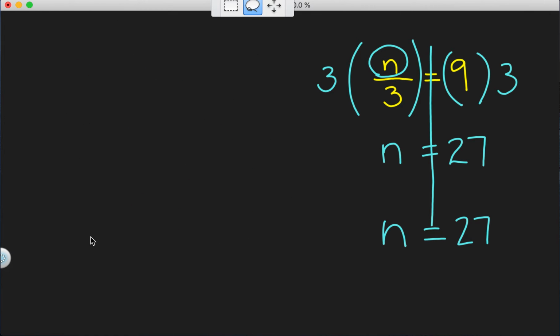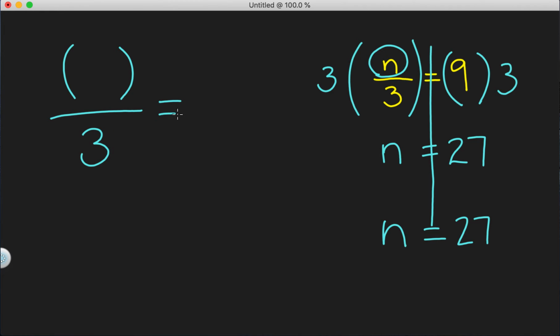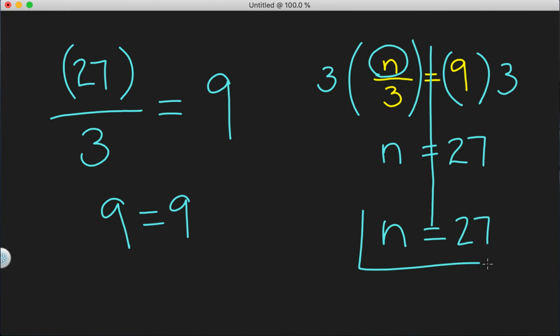So when I check it, again, I'm going to replace my variable with parentheses. It's important to do this in case something's negative. It just eliminates mistakes, so make sure you're using those parentheses. Inside the parentheses, I put the value that I found, and then I'm going to perform the operation. 27 divided by 3 is 9, which leaves me with 9 is equal to 9. And that tells me n equals 27 is correct.